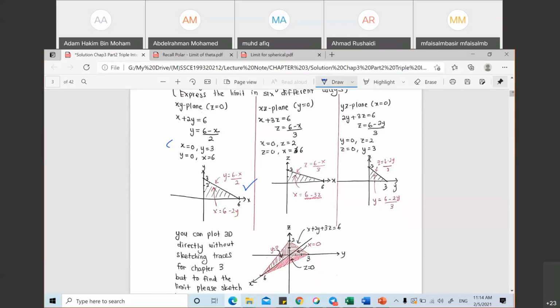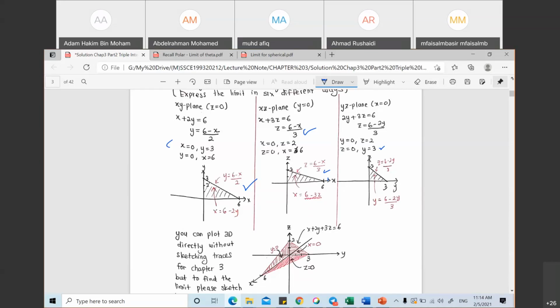Okay. x plus 3z equals 6, z equals 6 minus x over 3. Or your x is 6 minus 3z. Okay. 2y plus 3z equals 6, z equals 6 minus 2y over 3. When y is 0, z is 2. When z is 0, y is 3. Okay, correct? So z is 6 minus 2y over 3.